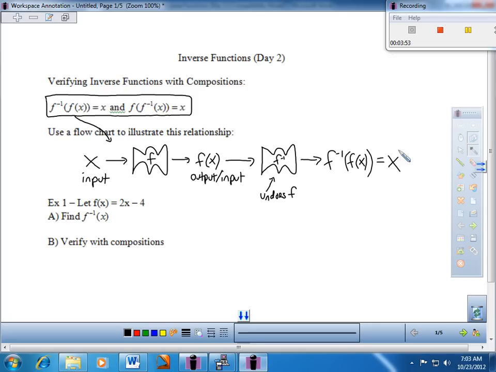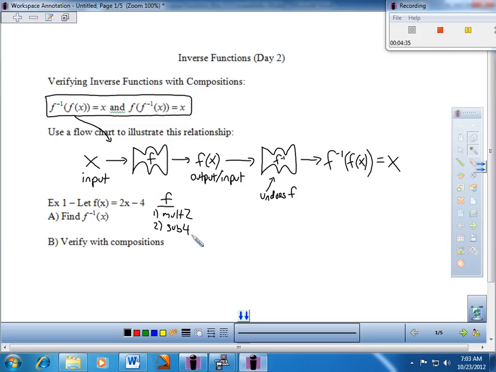So example 1 on your paper says let f of x equal 2x minus 4. And in terms of the function, let's talk about this piece. I think everybody would probably say whatever input I give you, you would multiply it by 2 and then subtract 4.